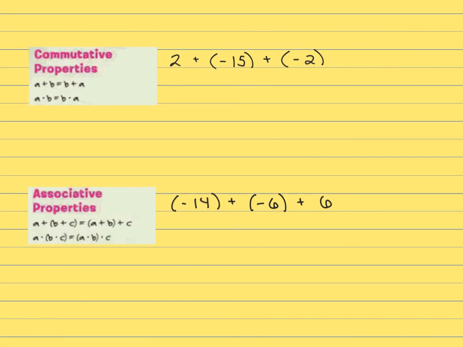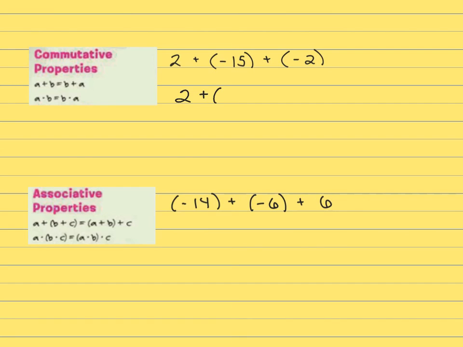All right, finally, we can use 2 additional properties when we are adding with more than 2 addends. Commutative property states that when adding, you can change the order of addends, and addends are numbers like 2 and -15 and -2. So if we can change the order, we're going to do that to make it easier for us to find our answer.